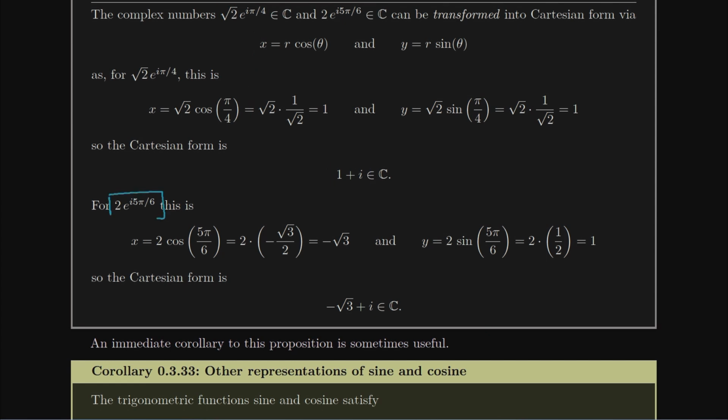And finally, 2 e to the i 5 pi over 6. We're going to plug in the radius, which is 2, for the x-coordinate, times cosine 5 pi over 6, because 5 pi over 6 is your angle measurement here. Simplify that, and we get that the x-coordinate is negative root 3, and the y-coordinate will still have the radius 2 times sine 5 pi over 6, because 5 pi over 6 is our angle measurement. Simplify that, and we get 1 for the y-coordinate, which says, this is x plus i y in terms of Cartesian complex numbers. So we have negative root 3 plus 1 times i as the Cartesian complex number representation of 2 e to the i 5 pi over 6.